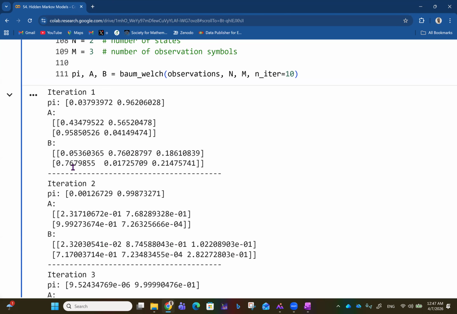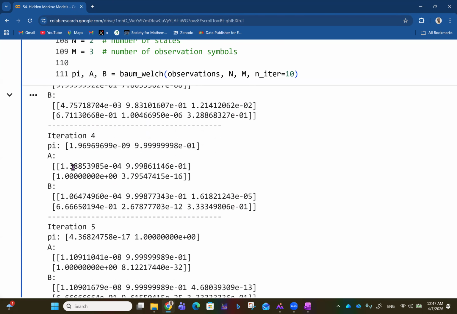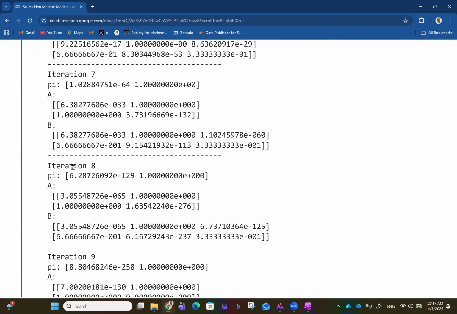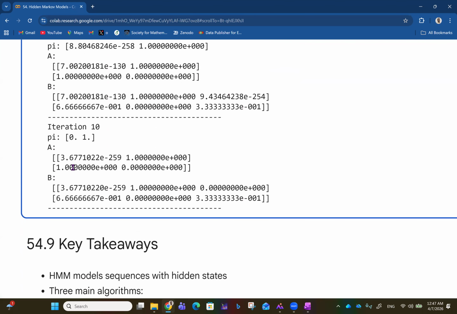Then you have iteration 2, iteration 3, and at the end of the day, you have something the value is tending towards. At iteration 10, pi is now 0, 1, and then A is as good as 0, and this is 1, this is 1, and this is also 0.